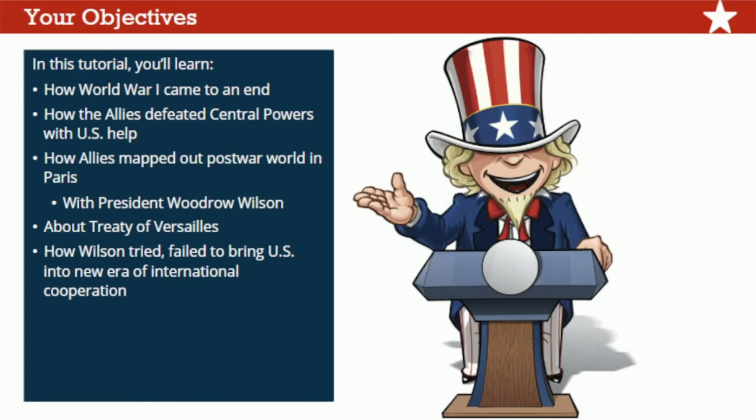And you'll learn how Woodrow Wilson tried, but failed, to bring the United States into a new era of international cooperation after the war. Finally, you'll see how the ending of World War I paved the way for World War II a generation later. Other tutorials in this series cover the causes of the war in much greater detail, as well as the experiences of Americans fighting overseas and on the home front. If you haven't completed those tutorials yet, you might want to before starting this one.